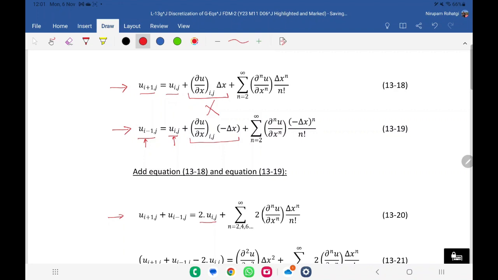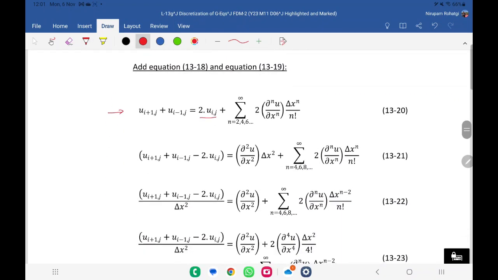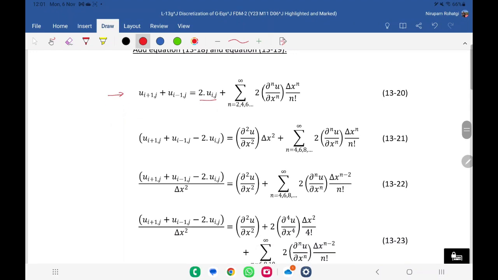Previously, in the central difference, we subtracted, so they didn't cancel. What was cancelling was this. Now we are adding, so these two are cancelling, and this will remain as it is. Of course, these terms will also be added up, and what you get is this. So that is all algebraic mathematics. I am leaving it. These two uij, I bring here, and this I break into two parts: one is n equal to 1 and one is n equal to 2, 4, 6, 8.